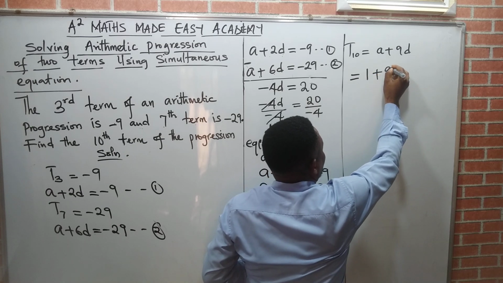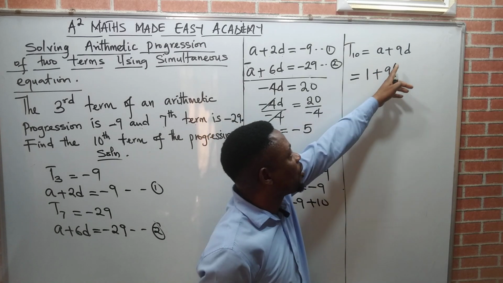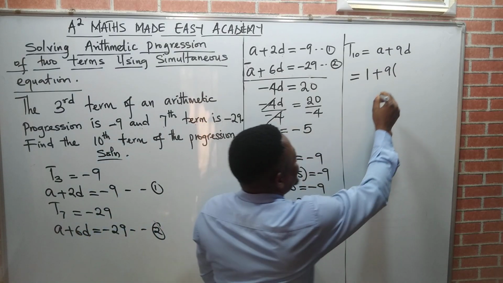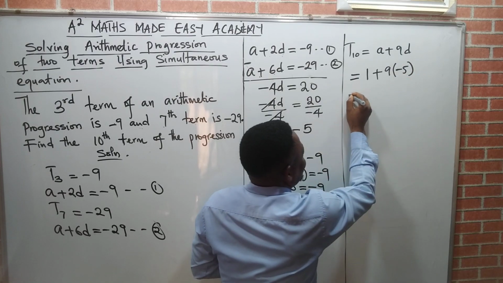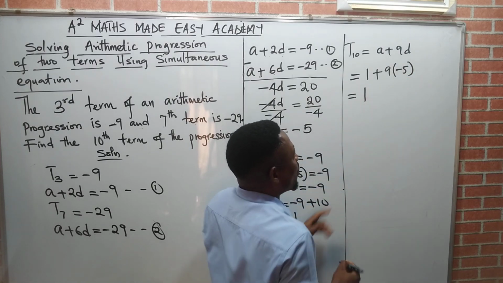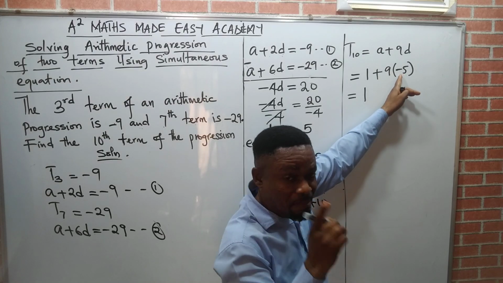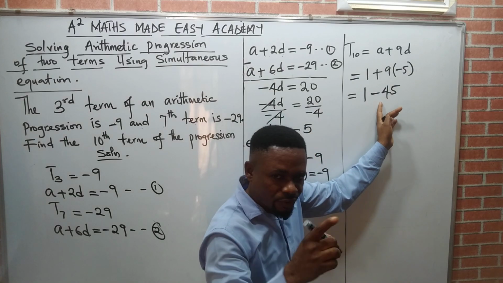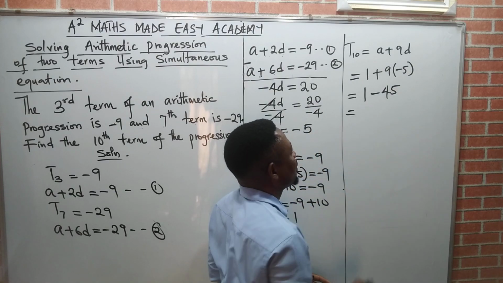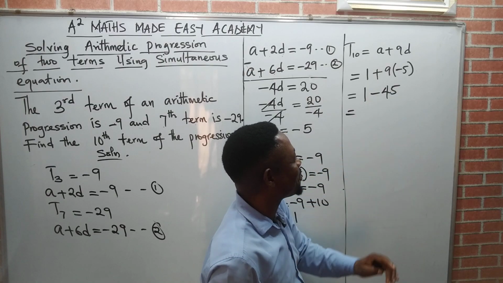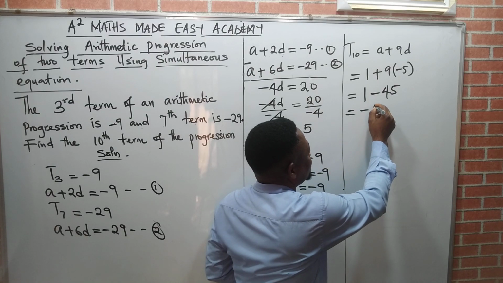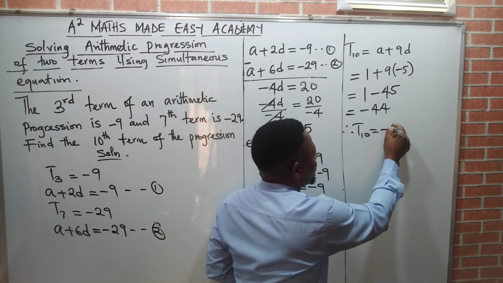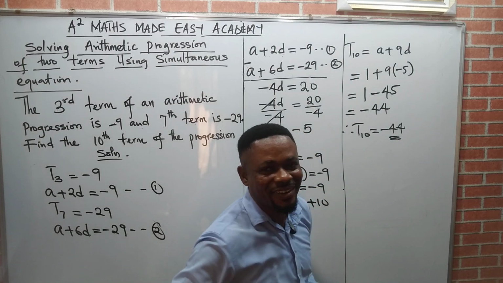Then plus 9, open the bracket. The common difference is also solved. What is the value? It's minus 5. I'll introduce minus 5 here, close the bracket. Then I have 1, then watch, plus 9 times minus 5 will give us minus 45. What did I say? Minus 45. Then finally, 1 minus 45 will give us minus 44. So therefore, the value of T10 is minus 44. So that is the final answer.